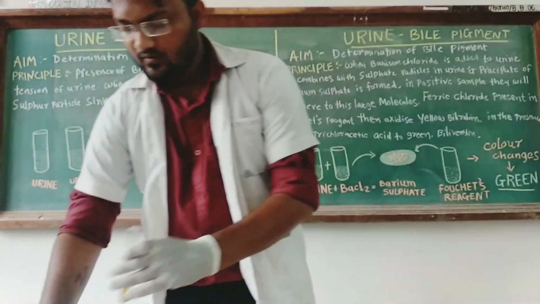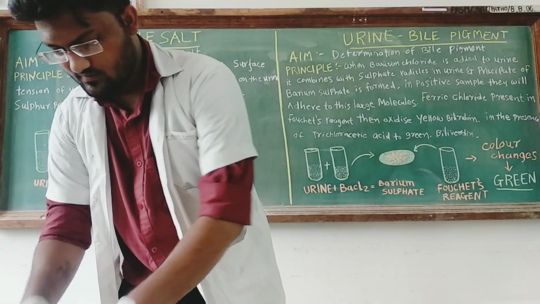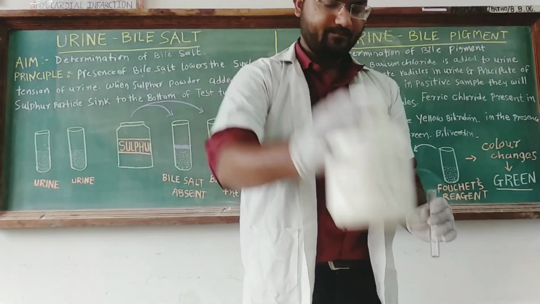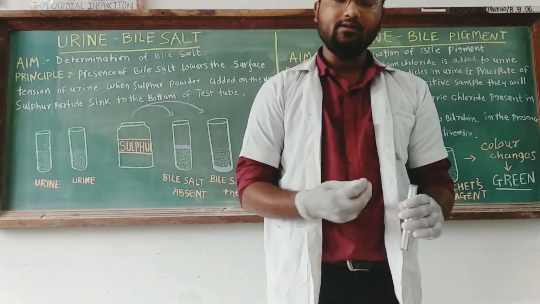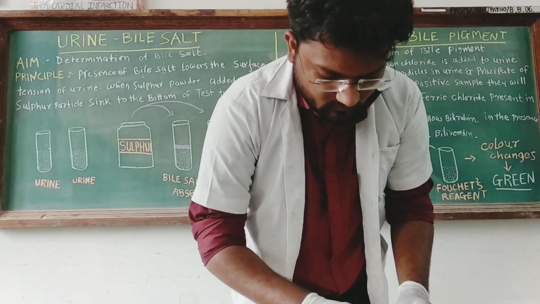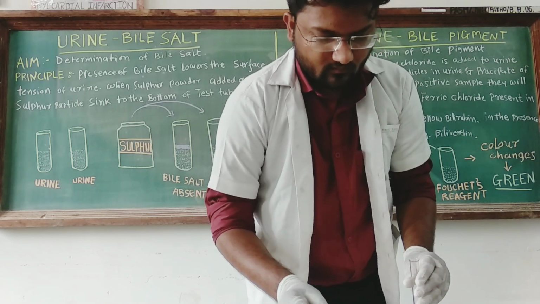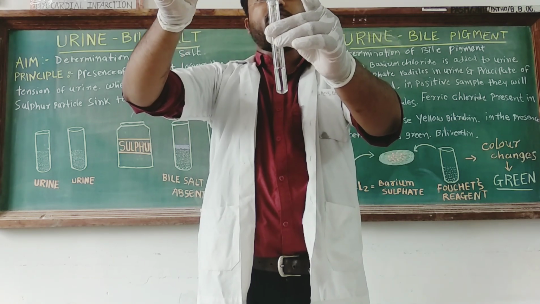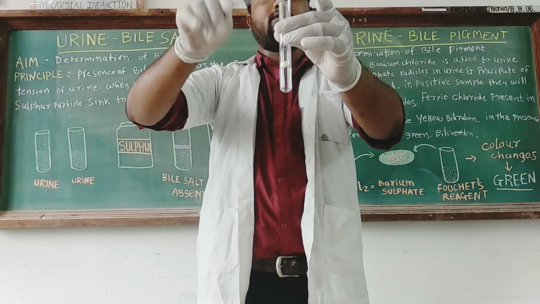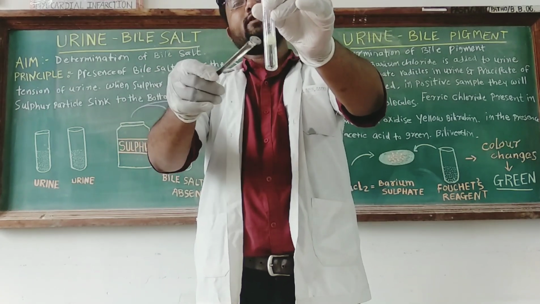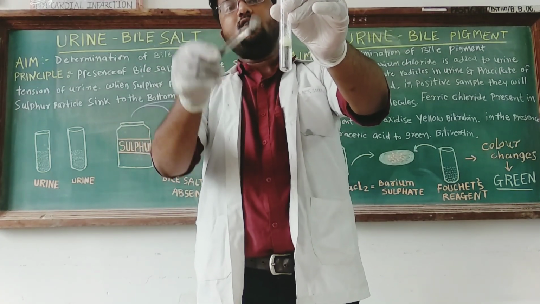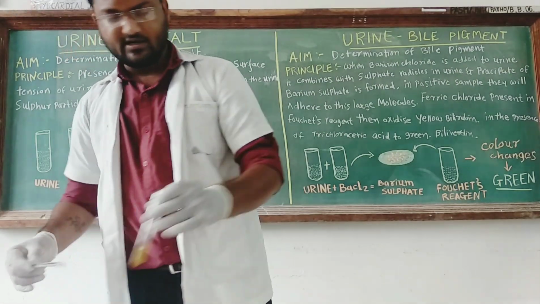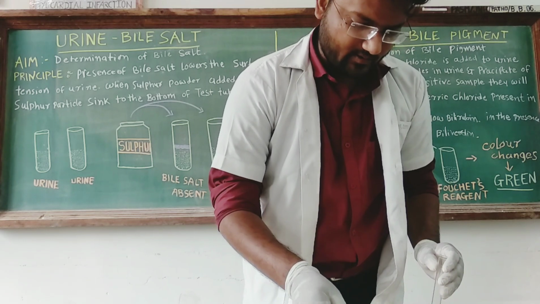Now we are going to sprinkle. This is the sulfur powder we are using in this practical. In the control sample, we are adding sulfur powder. We are sprinkling the sulfur powder, but the sulfur is not going down, not sinking, because the surface tension is higher than in the patient sample.